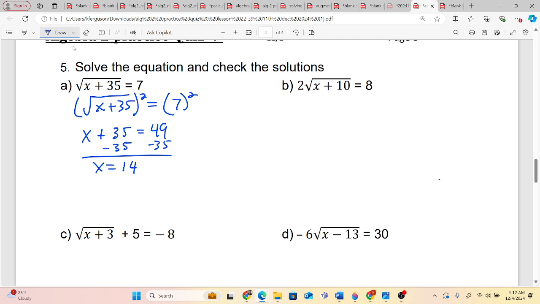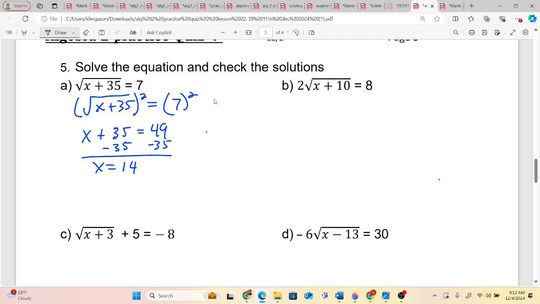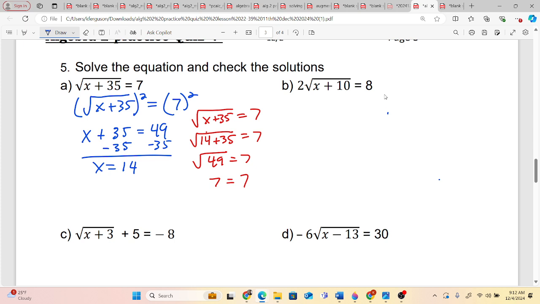So now I take that 14 and plug it back into my equation and see if it gives me a viable answer. So the square root of x plus 35 equals 7. So that's the square root of 14, because that's what I got for x, plus 35 equals 7. So 14 plus 35, that's the square root of 49 equals 7. And square root of 49 is 7. 7 equals 7. Yes, that is a viable answer. I'm done.